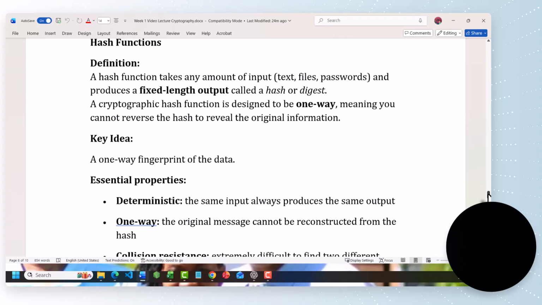Hashing functions. A hashing function takes any amount of input, text files, passwords, texts, and produces a fixed length output called a hash or digest. A cryptographic hash function is designed to be one way, meaning you cannot reverse the hash to reveal the original information. One way fingerprint data.